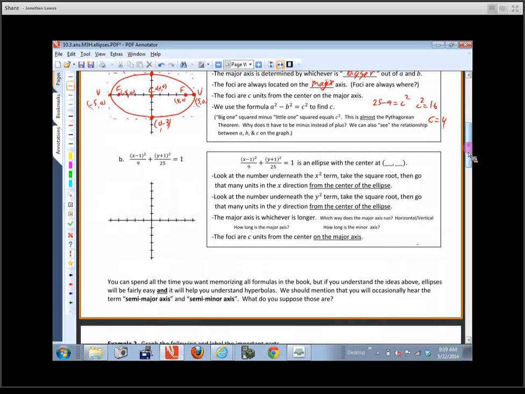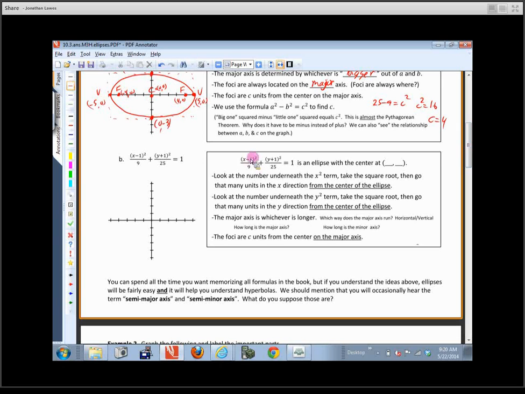Okay, it's not centered at the origin. And remember the other day I cautioned you and I said, please make sure you're careful. Before you find h and k, find the x. The number with that is going to be the h. Find the y. The number with the y is going to be the k.